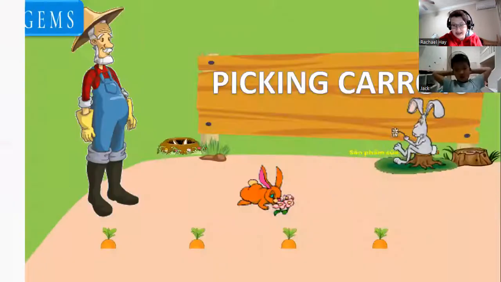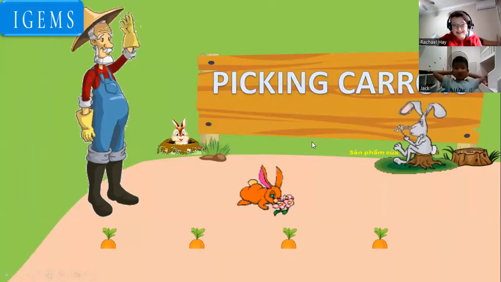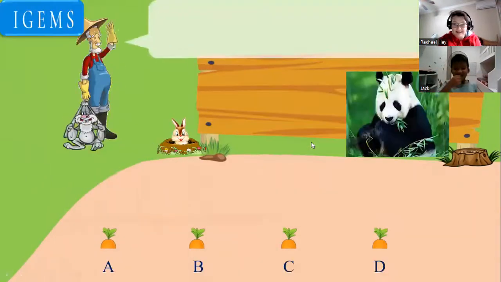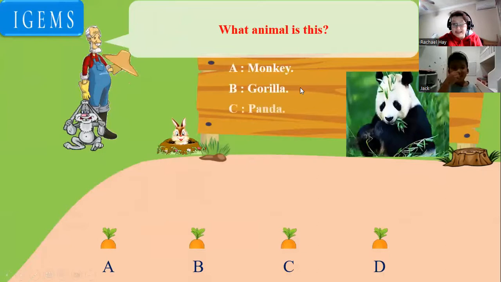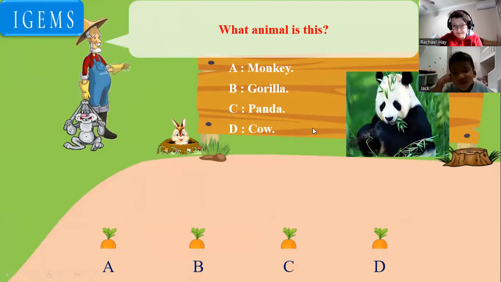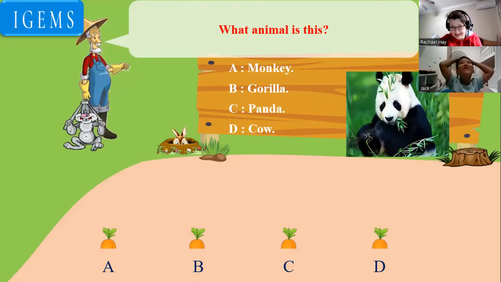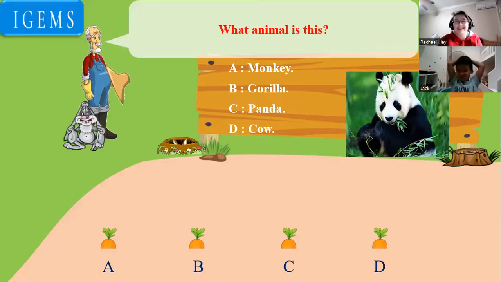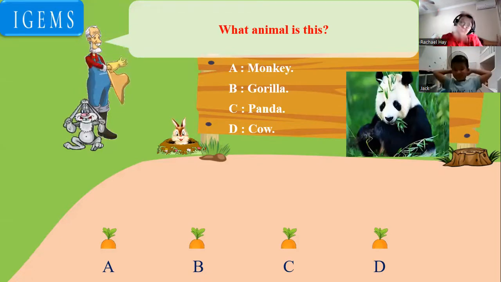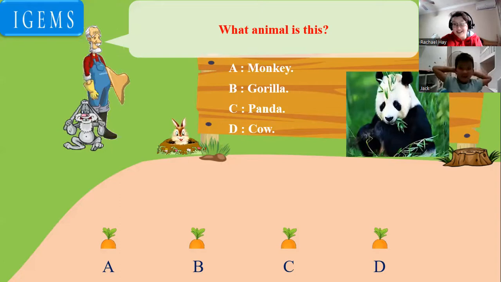Playtime! Let's see what game they gave us today. We are picking carrots. What animal is this? I want you to play the monster jungle water. Okay, once we finish this, I'll get the other one and then we can play it, okay? Let's finish this one first, okay?